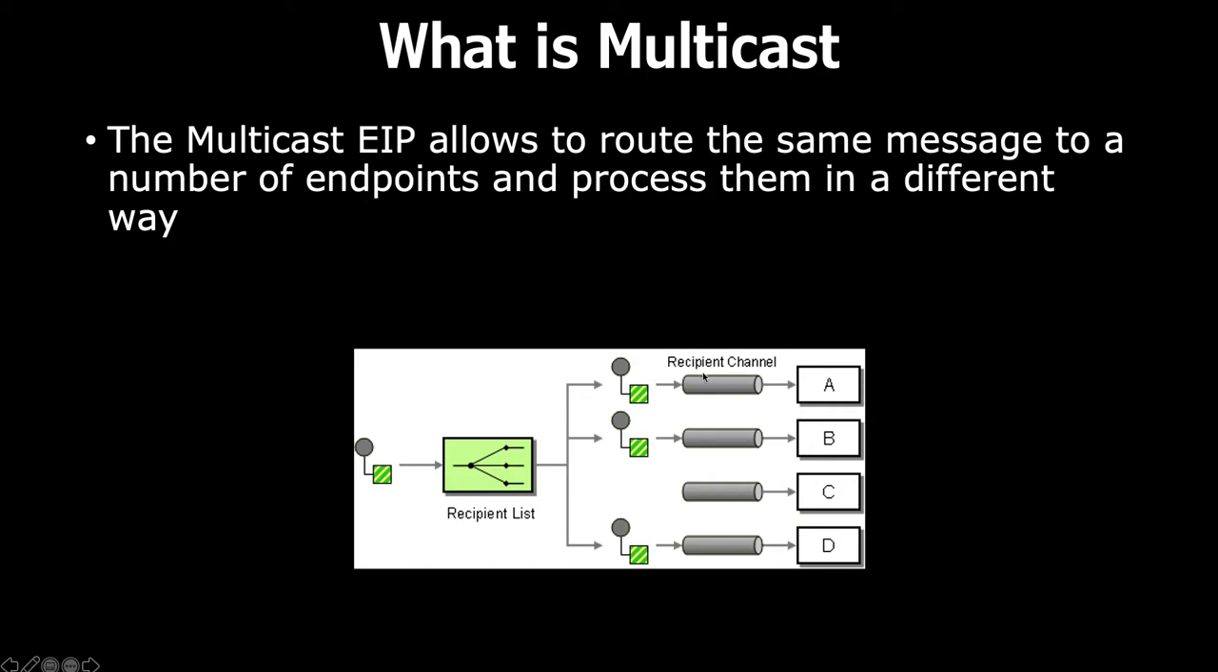Once these endpoints modify that message, maybe enriching it with some additional information or removing some properties, those changes will not be visible at the different endpoints. So that's the beauty of this multicast. You can think of this design pattern as some sort of broadcast, where you receive a message and then you are broadcasting it to different endpoints.